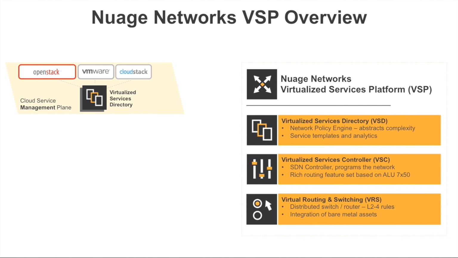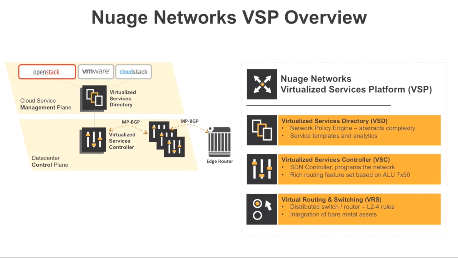The Nuage VSP is a virtual overlay network solution designed with scale, performance, and flexibility in mind. The solution connects virtual and physical data center assets and is a multi-tenant, multi-data center solution. It has three elements: the VSD, Virtualized Services Directory, the VSC, the Virtualized Services Controller, and the VRS, the Virtual Router and Switch. At the top, the VSD is the management plane and is where network and security policies are defined and maintained. It has a northbound RESTful API and can simultaneously support multiple CMS instances in all flavors: OpenStack, CloudStack, as well as VMware vCenter.